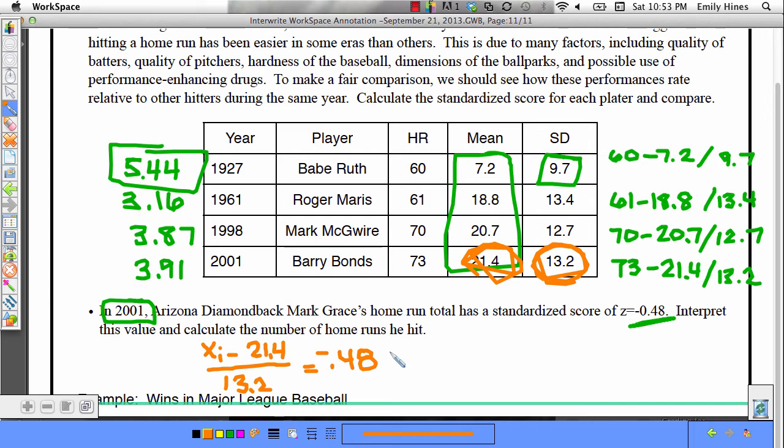If I solve for x, then I multiply by 13.2 and then add 21.4. And we get an actual value of 15.06. So he hit 15 home runs. So you set up your z-score value, but this time instead of plugging in x, we plug in the z-score, and then we can work backwards to get the x.